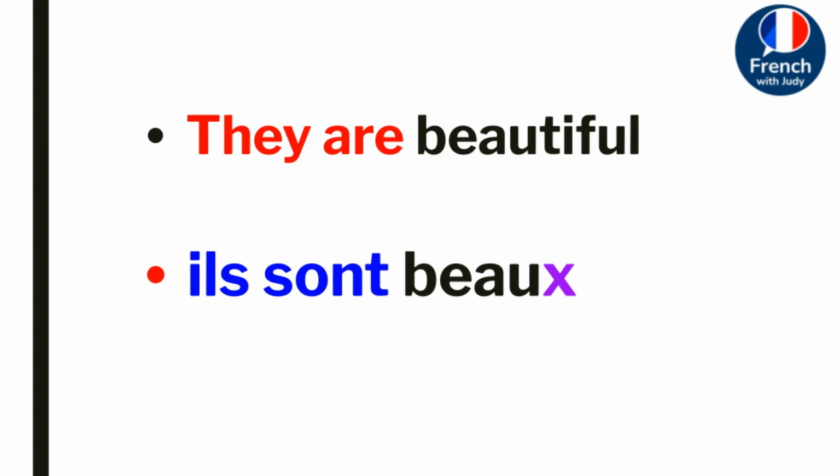Can you guess how to say, they are beautiful? Good. Ils sont beaux. When a masculine singular noun or adjective ends in eau, its plural is typically formed by adding x, and not s. The final x is silent in the plural. You do not pronounce the x. The pronunciation stays almost the same as the singular. Ils sont beaux.